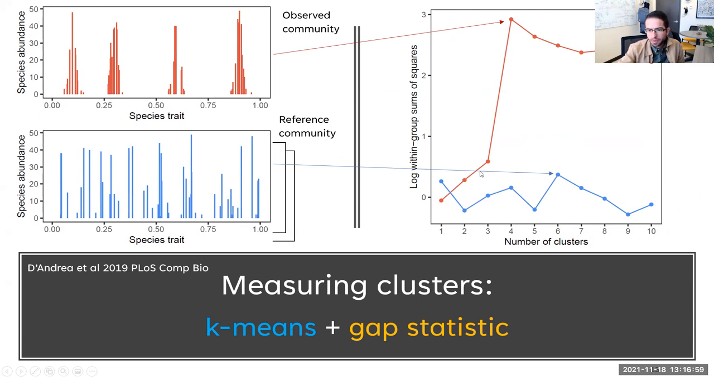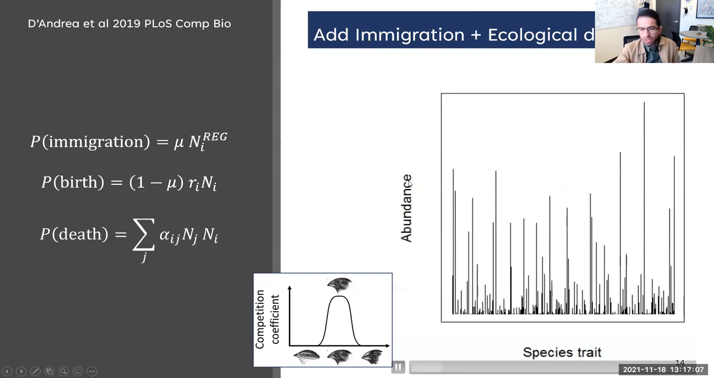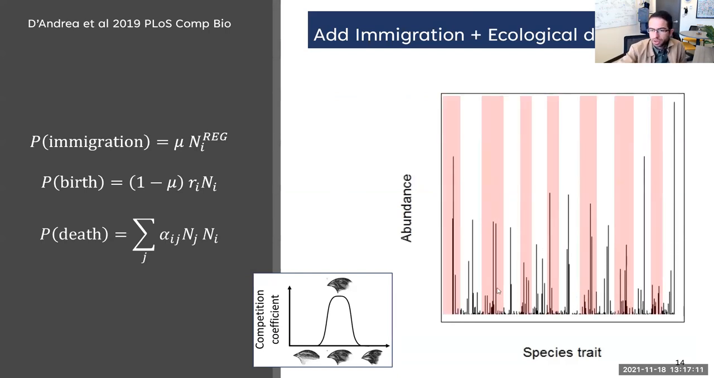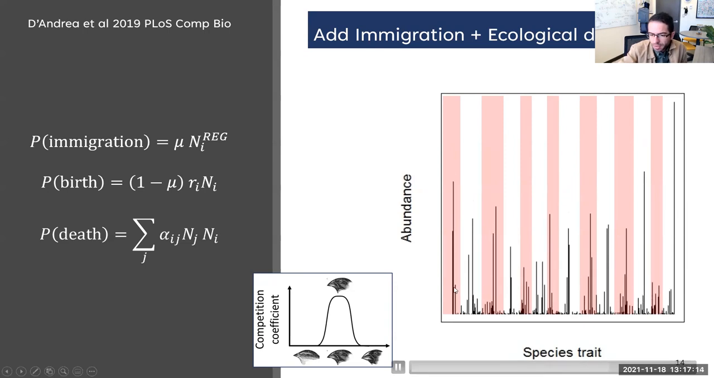But if you now compare the peak against the distribution of the peak across the references, you see that this peak is significant, whereas this one is not. So that's a way to find clusters in messy data like this. And sure enough, when you throw that method on this community, you find, in this case, there are 13 groups, okay? And this is very distinctive from a random community.